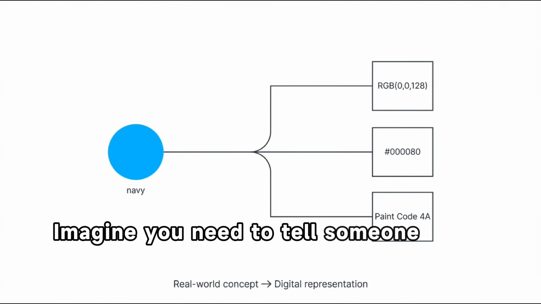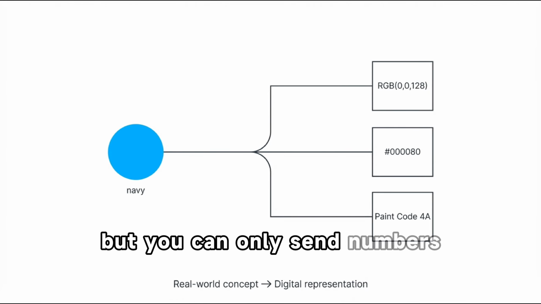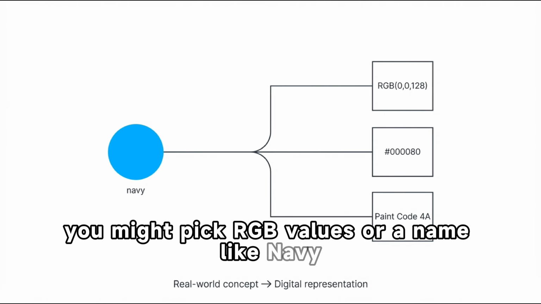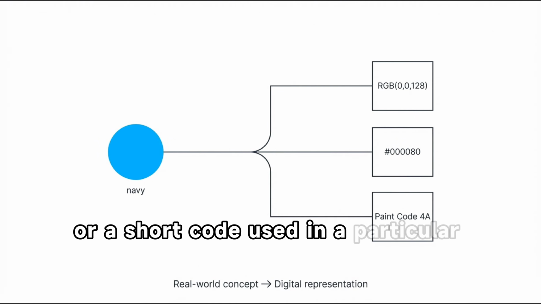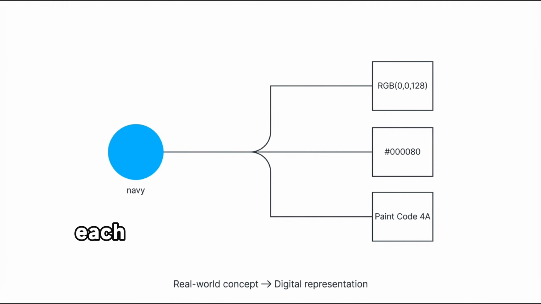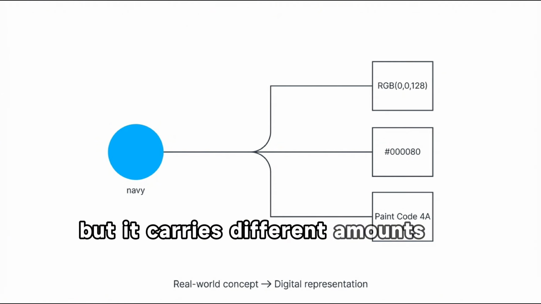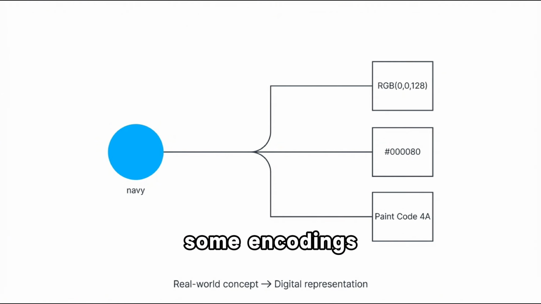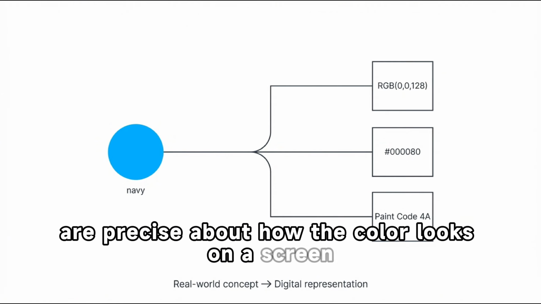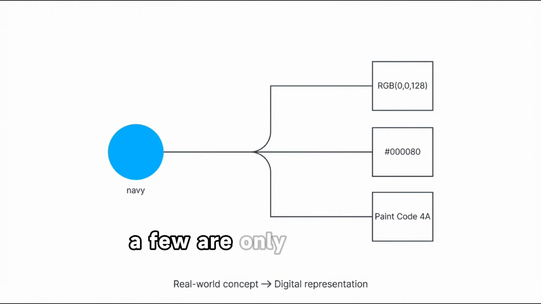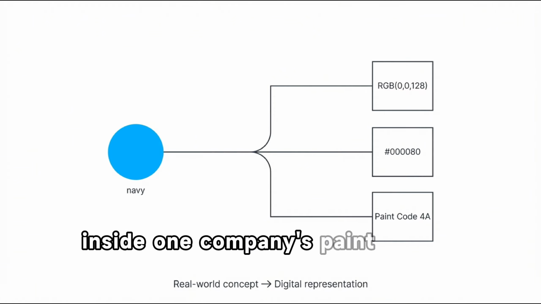Imagine you need to tell someone about a color, but you can only send numbers. You might pick RGB values, or a name like navy, or a short code used in a particular paint catalog. Each choice encodes the same idea, color, but it carries different amounts of meaning. Some encodings are precise about how the color looks on a screen. Others are compact and easy to store. A few are only meaningful inside one company's paint system.